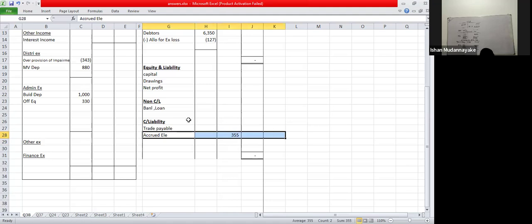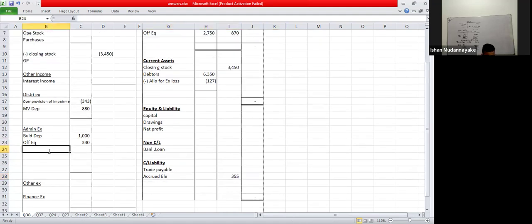Electricity up to now paid amount 3,800. 3,800 plus 355. Total electricity expense is how much? 4,155. Right.